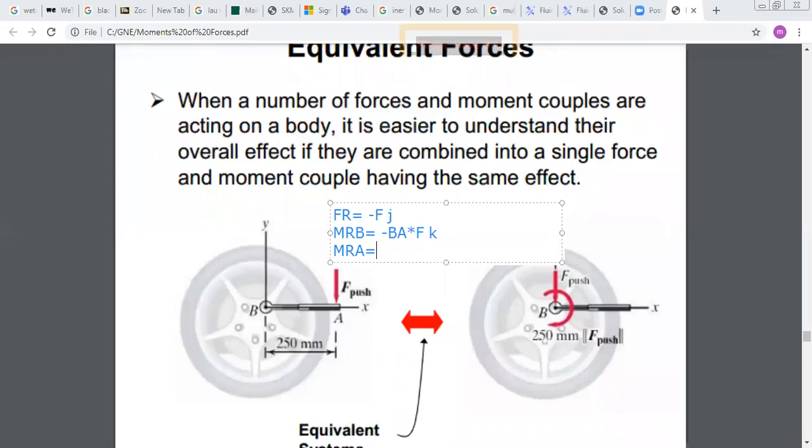Your force is passing by A. Can it produce a moment about A? No, so you have 0. Okay? So the moment about A is 0.